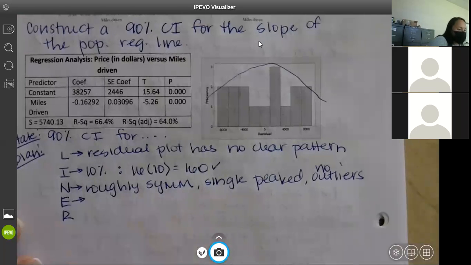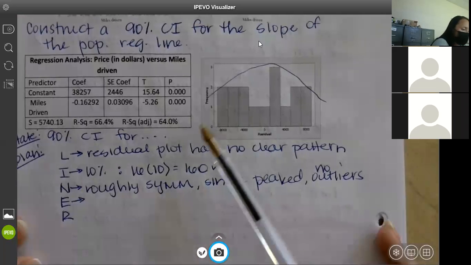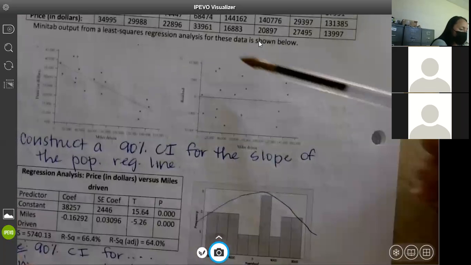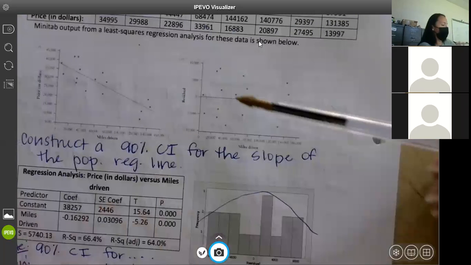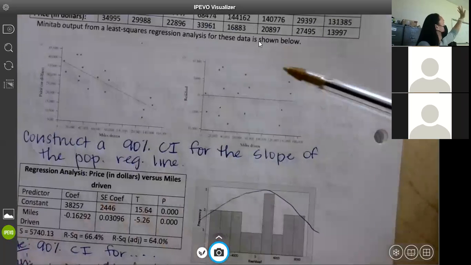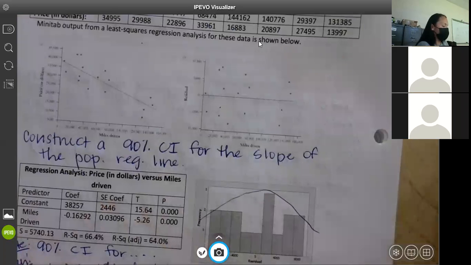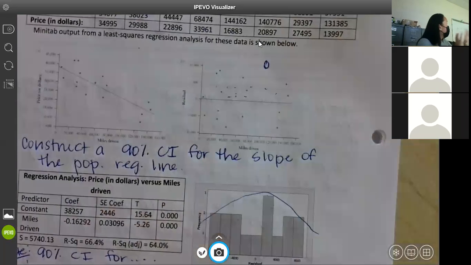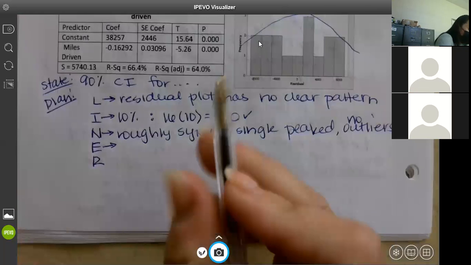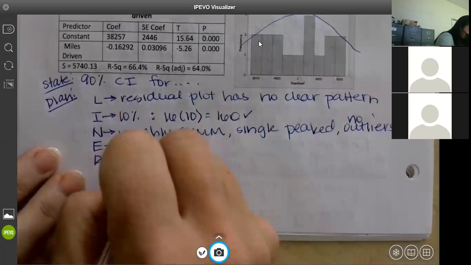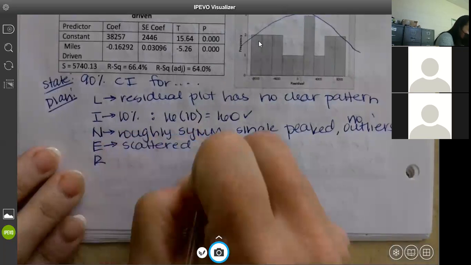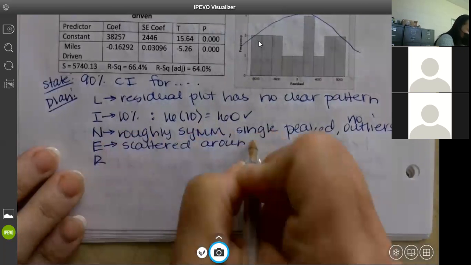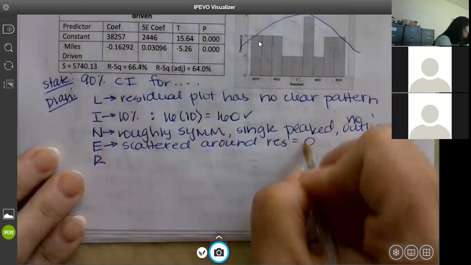Same thing for equal SE, sorry. If you look at your scatter plot, there's no outlying residual plot. Like there's not one that's really high or one really low. It's all pretty much the same. So if you look at this, it's not like they're all down here and this one's way up here. Does that make sense? Everything is very equal. So that's what you're looking for. So this is going to say scattered around residual equal to 0.